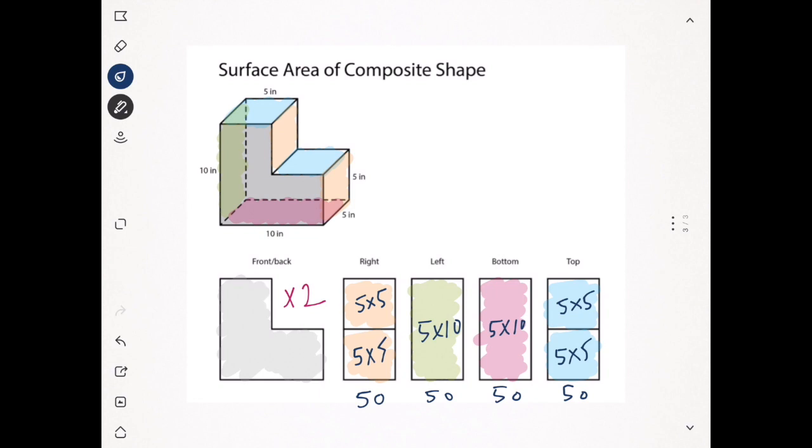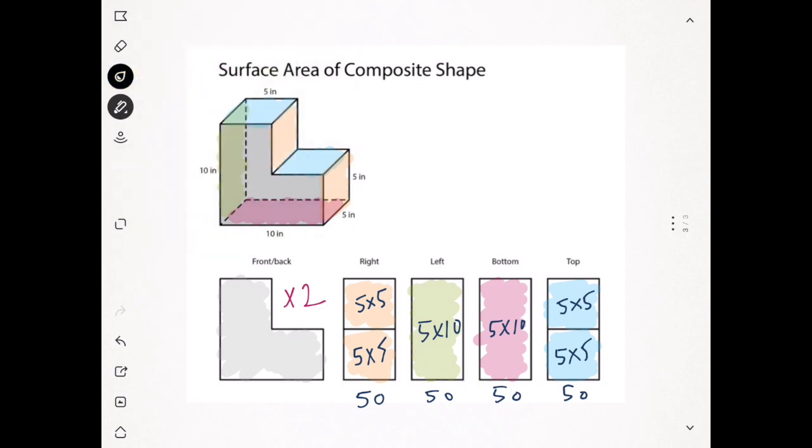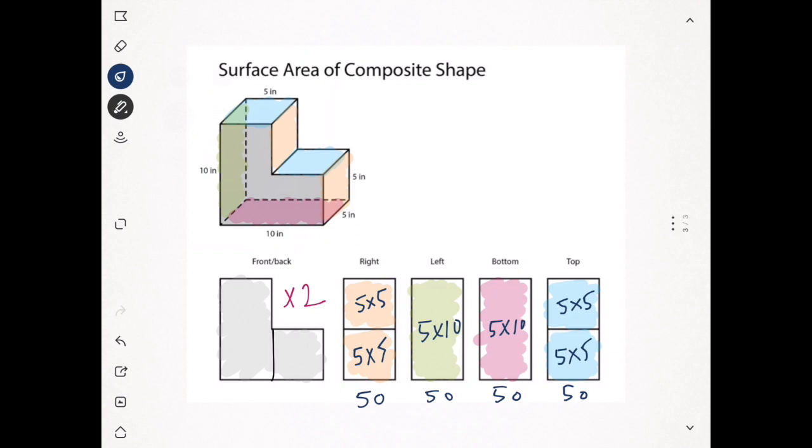And then the front and back are an L shape, which is kind of hard to figure out. We don't have a formula for anything that's L-shaped, but what we can do is take that shape and divide it into two different parts. Let's draw a line straight down here. So when we do that, we create a shape that is 5 by 10 on one side and 5 by 5 on the other side.